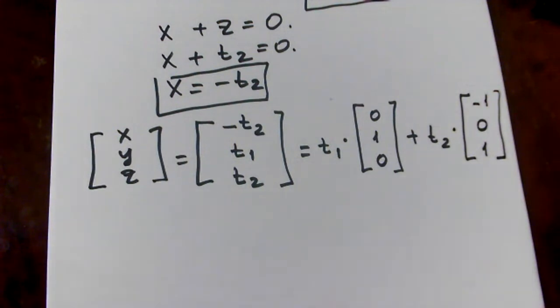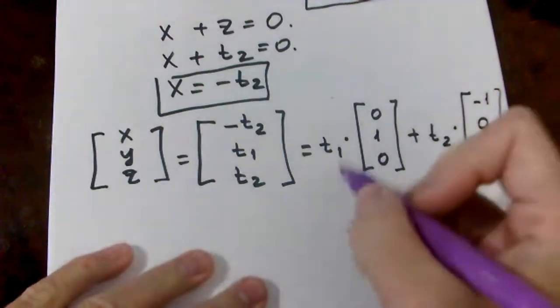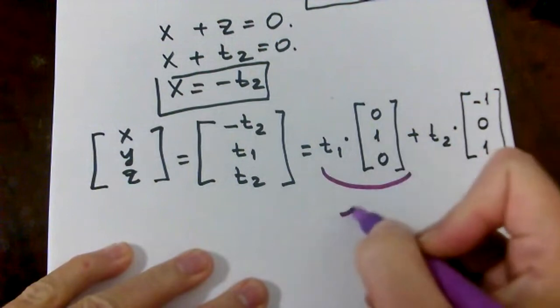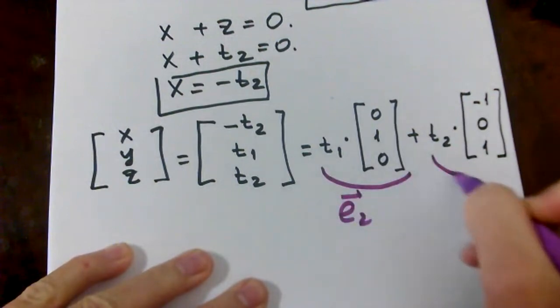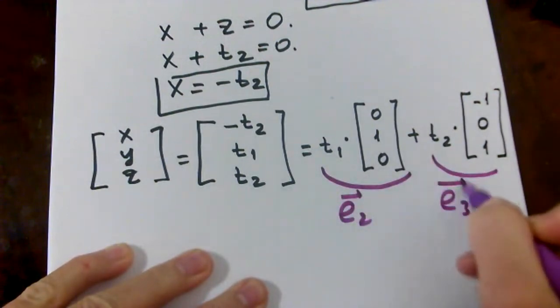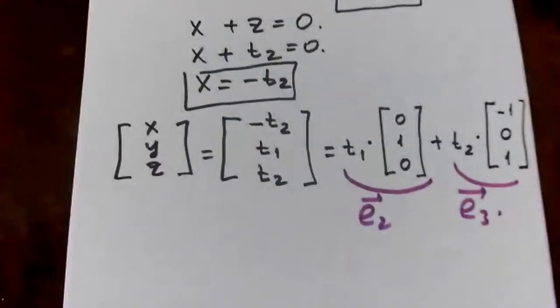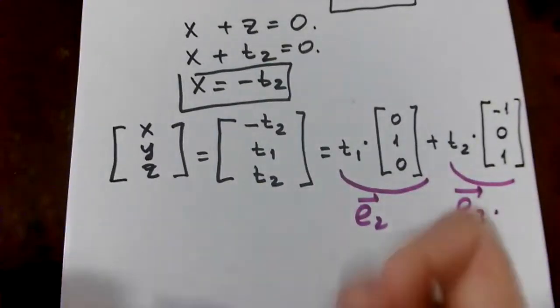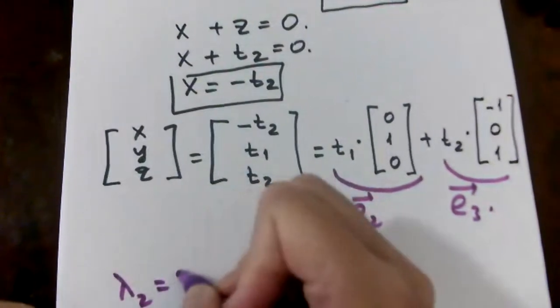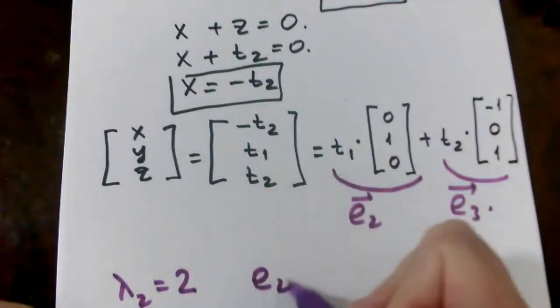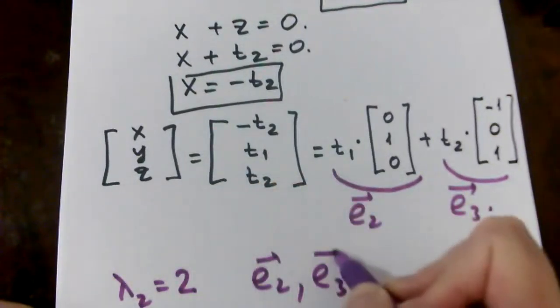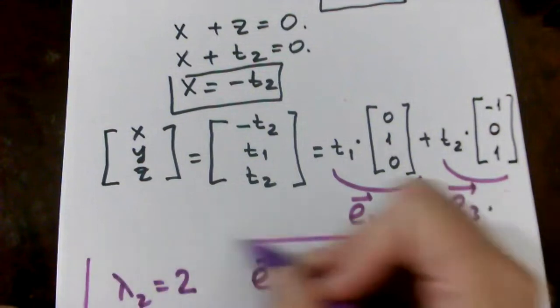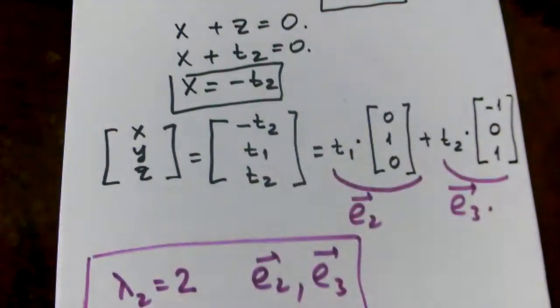And of course, we also found our two eigenvectors. So this is going to be vector E2, and this term is going to be vector E3. So you can see quite a curious thing now. For eigenvalue lambda equal to 2, we have even two eigenvectors, E2 and E3. These things sometimes happen. So it's quite normal.